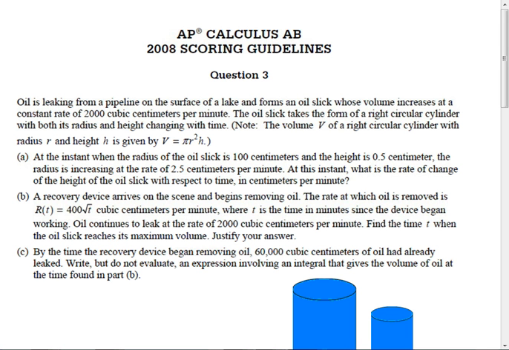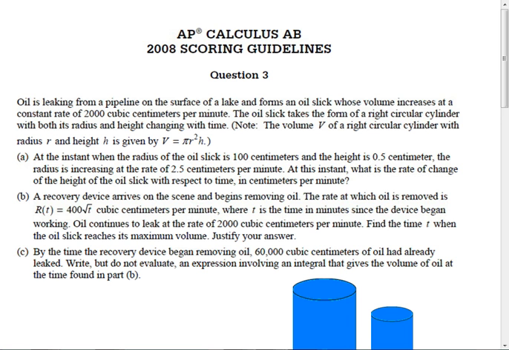Unfortunately, I don't think BP even thought about a recovery process. See, my feeling is if you're going to drill for oil, I don't have a problem with that, but have your recovery process in place if it does happen to leak. And that's what's happening here. Oil is leaking from a pipeline on the surface of a lake, forms an oil slick whose volume increases at a constant rate of 2,000 cubic centimeters per minute.